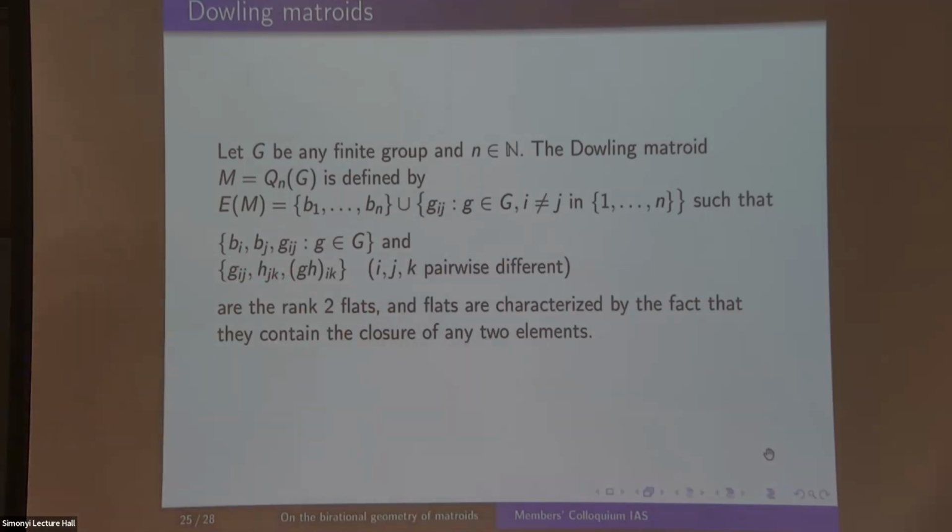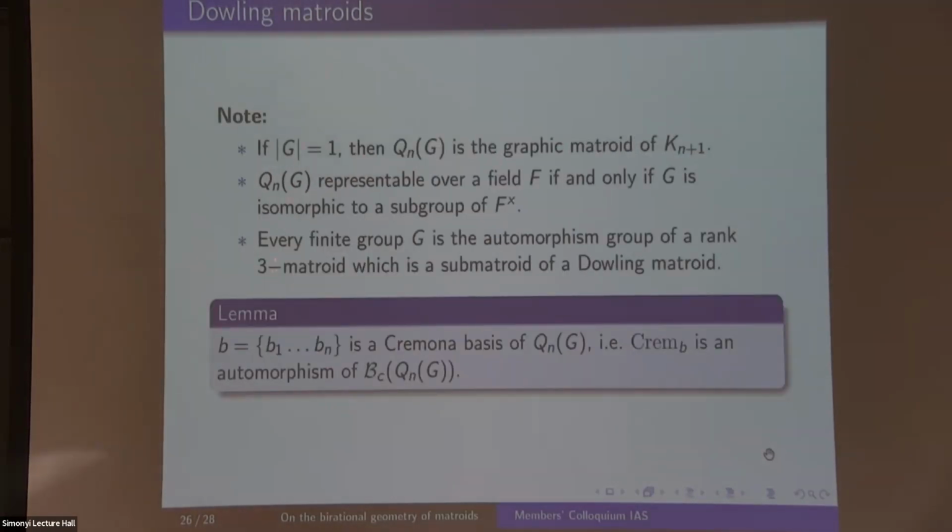So a subset is a flat if for any two elements the closure of these is contained in it. So it's enough to know the rank 2 flats. Okay, so you are mixing a basis with n elements with these group elements, and you get something which is called a Dowling matroid. We have seen this because for the trivial group, this is the graphic matroid K_{n+1}, so it's the matroid given by our root system A_n. This thing, however, if we are non-trivial group, is very rarely representable.